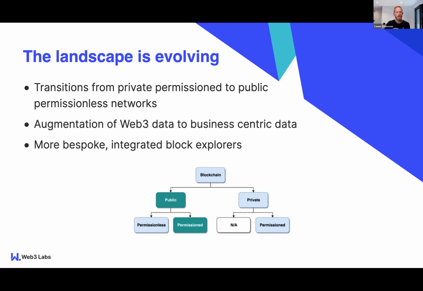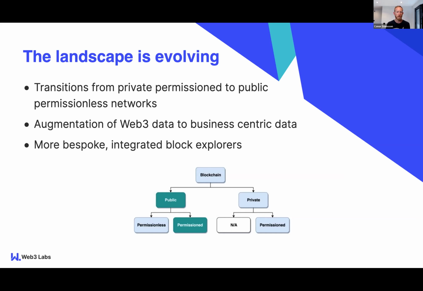But there is a gradual transition happening from private permissioned networks to public permissionless networks. And exactly, this is reflected in the fact that organizations are encountering a lot of challenges associated with spinning up private permissioned blockchains and actually governing them at a scale where you've got lots of enterprises working with them.